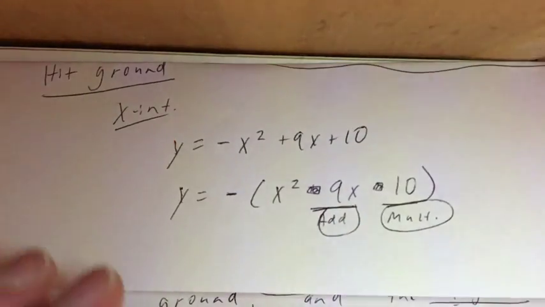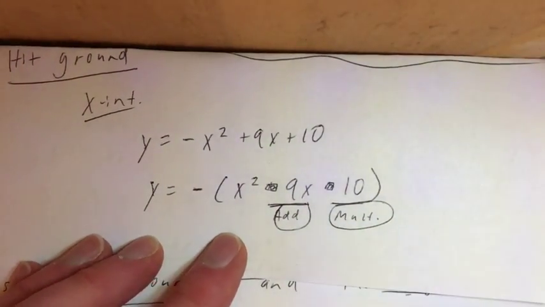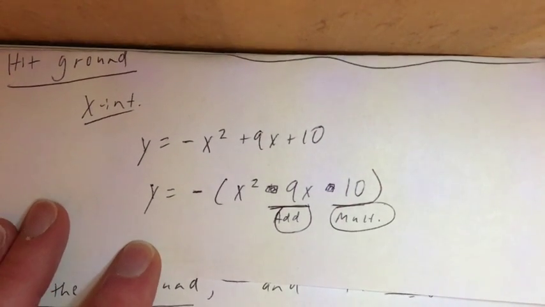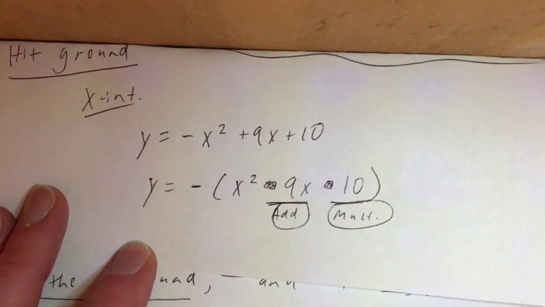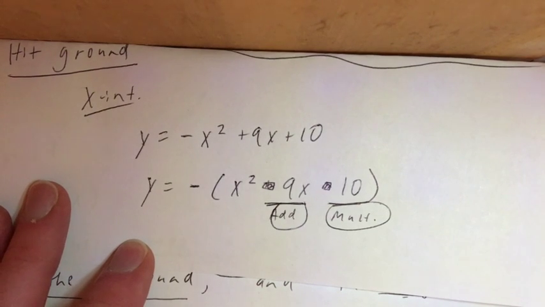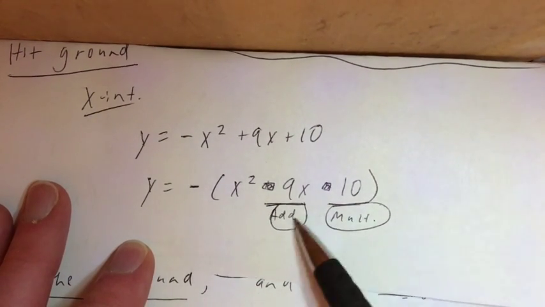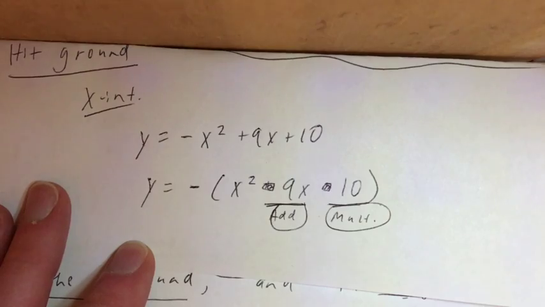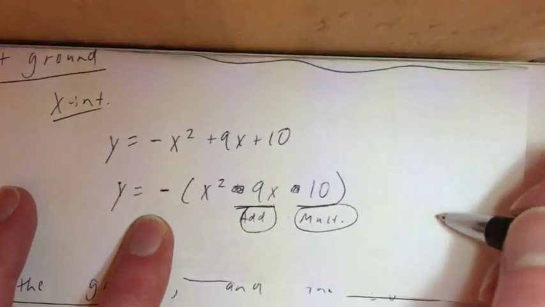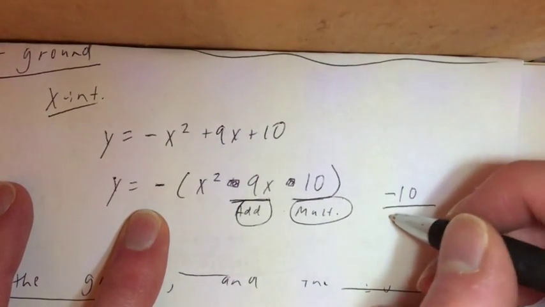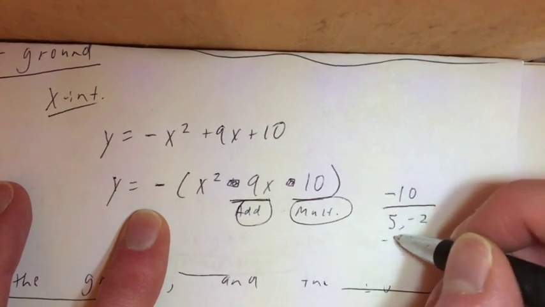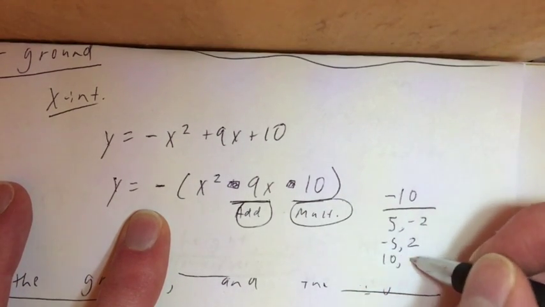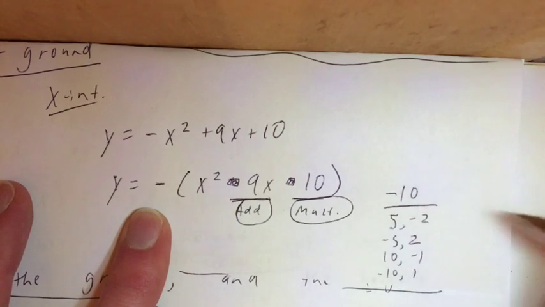Now, I saw some people doing this by the star method. You can do it by the star method if you feel more comfortable. Star method works with any trinomial at all. So if you want to do everything with star, by all means do. But some people prefer to do this the old-fashioned way. Anyway, what are some numbers that multiply to get me negative 10? You've got 5 and negative 2, negative 5 and positive 2, 10 and negative 1, and negative 10 and positive 1, okay?